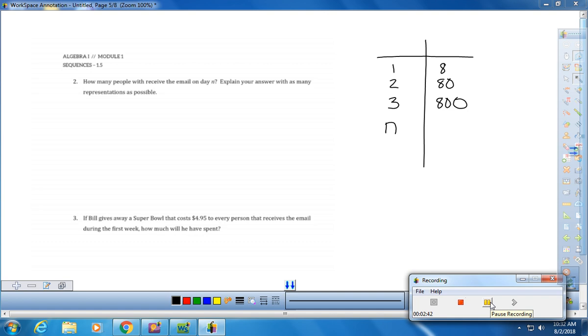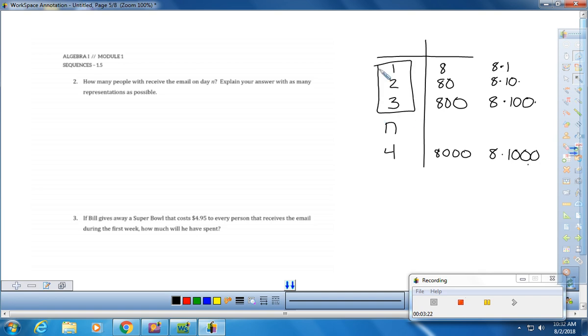Well, what helps me is if I break this down into more patterns. So I can see that's 8 times 1. This is 8 times 10. And this is 8 times 100. Okay? So, I think if we just skipped the n and did a 4, this would be 8,000. And this would have been 8 times 1,000. So let's look at this number here, the 1, the 10, the 100, the 1,000. How does that relate to those?